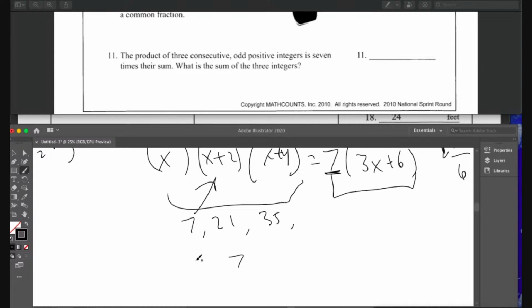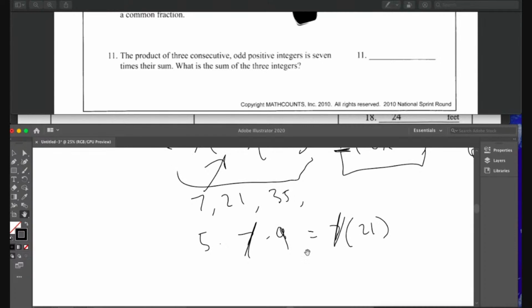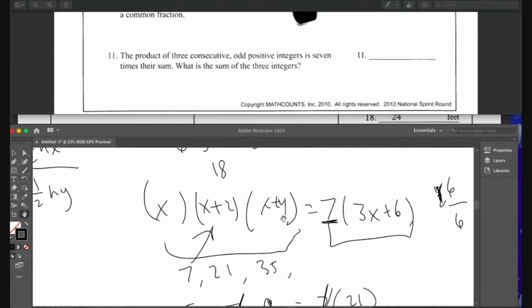If 7 is the middle number, then we have 5 times 7 times 9 equal to 7 times the sum, which is just going to be 21. And then the 7s cancel, and we see that 45 is not equal to 21. But the more important part is that this side is bigger than this side. The cubic is bigger than the linear part.